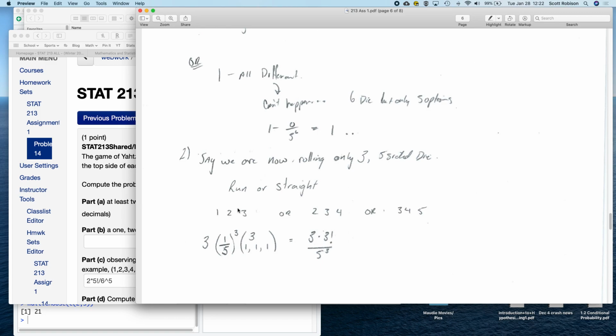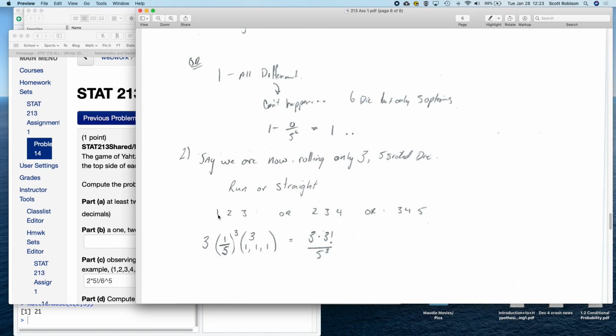Okay, so here I put a 3 out here. I'm multiplying by 3 because there are exactly 3 types of straight: a 1, 2, 3, a 2, 3, 4, or a 3, 4, 5. There are only 5 options, so I can't go up to 6. So here I've got 3 types of straight.